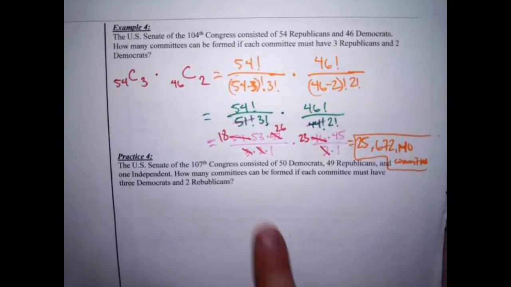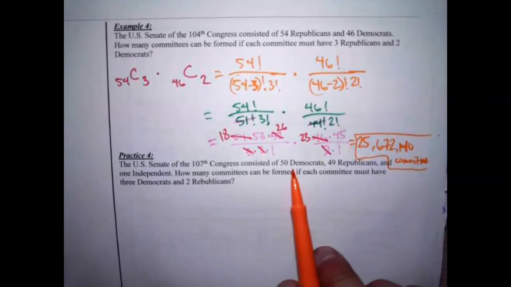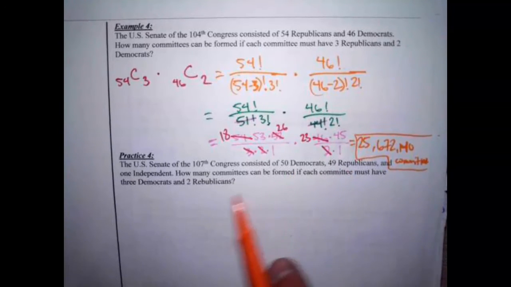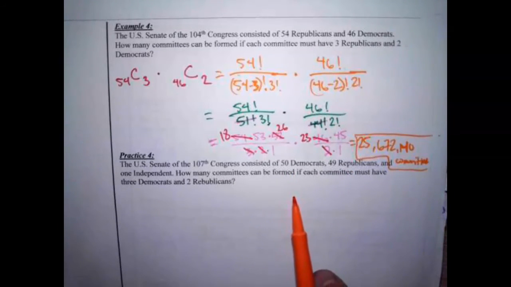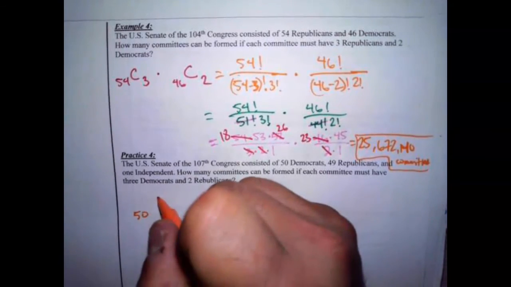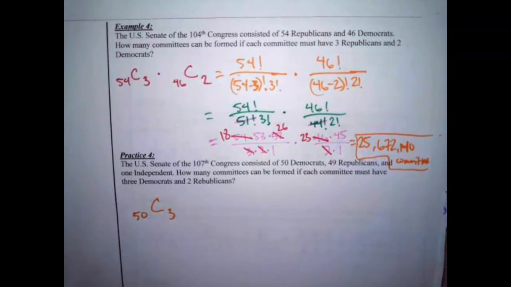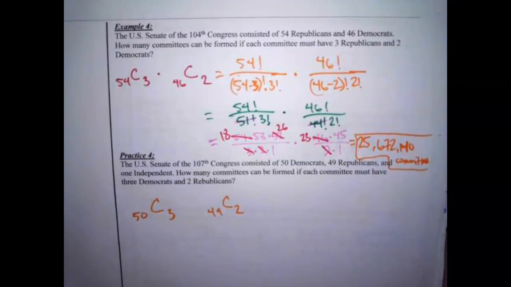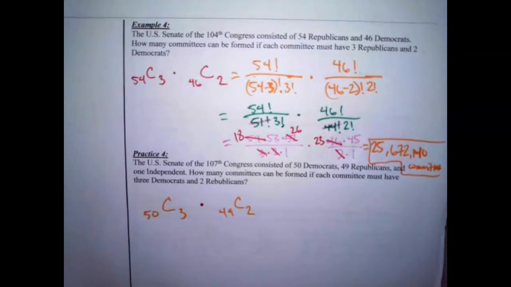So this next problem is the same as the previous one. The numbers are different though. It's 50 Democrats this time and 49 Republicans, and each committee must have 3 Democrats and 2 Republicans. So anyhow, let's see. We're picking from 50 Democrats, we're picking 3, so 50C3. And from 49 Republicans, we're picking 2, so 49C2. And it might make more sense to calculate these 2 things separately. If that makes more sense to you, you can do that. Just remember, though, you are going to multiply the totals by each other.